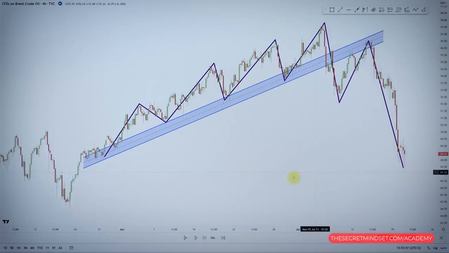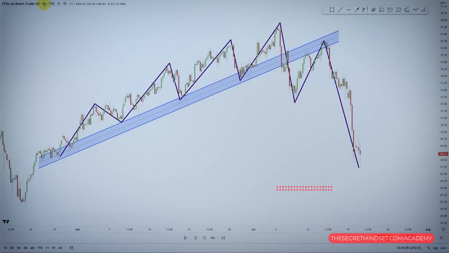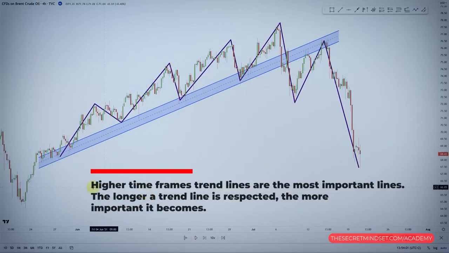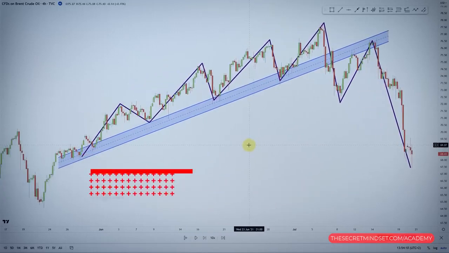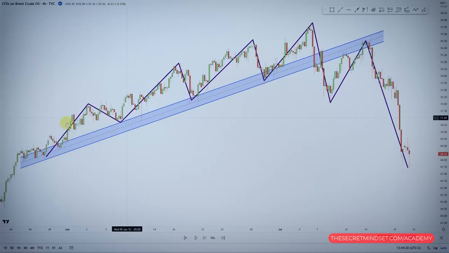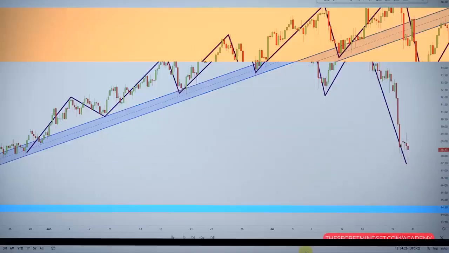And, as in the case of support and resistance levels, higher timeframe trend lines are the most important lines. The longer a trend line is respected, the more important it becomes. A trend line that extends over 2 weeks will always be considered more important than a line that only extends over the course of a trading session. To get the very best results with trend lines, use higher time frames, like the 4-hour or the daily charts.